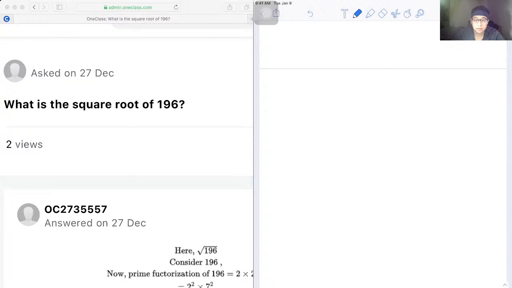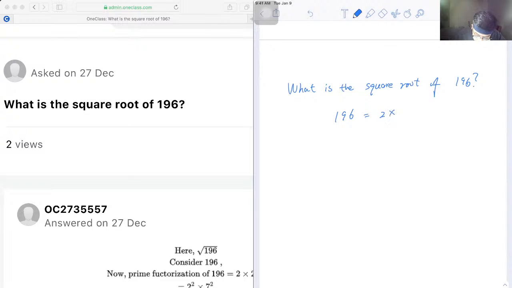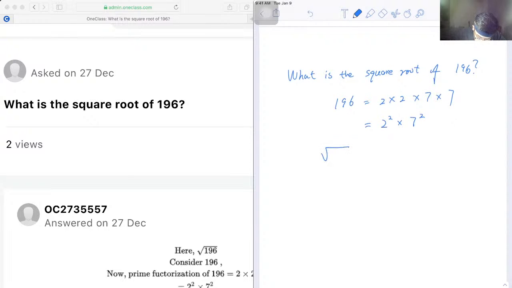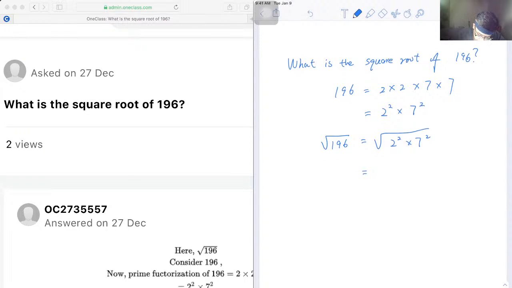So the next question is asking us, what is the square root of 196? So what is the square root of 196? Okay. So first, let's do the prime factorization for 196. So 196 is equal to 2 times 2 times 7 times 7. Okay, and we can also write that as 2 squared times 7 squared. Therefore, root 196 is equal to root 2 squared times 7 squared, which is also equal to root 2 squared times root 7 squared.